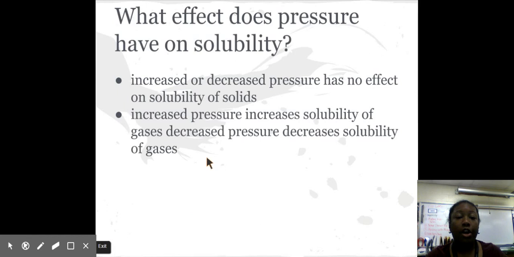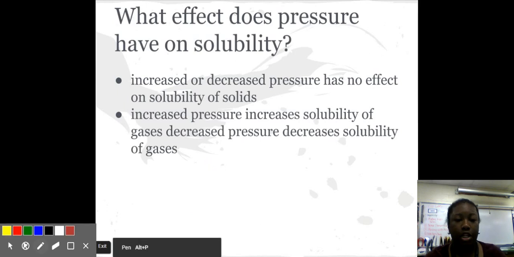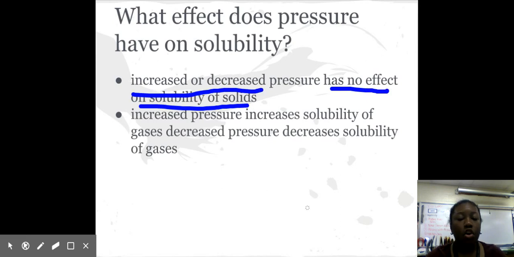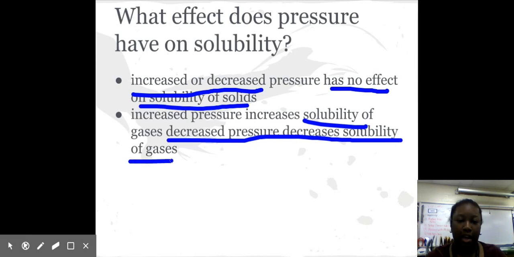All right, so pressure as well. Whether pressure is increased or decreased, it has no effect on the solubility of solids. Increased pressure increases solubility of gases, and decreased pressure decreases the solubility of gases. So increased pressure increases solubility, and decreased pressure decreases solubility of the gases. Okay.